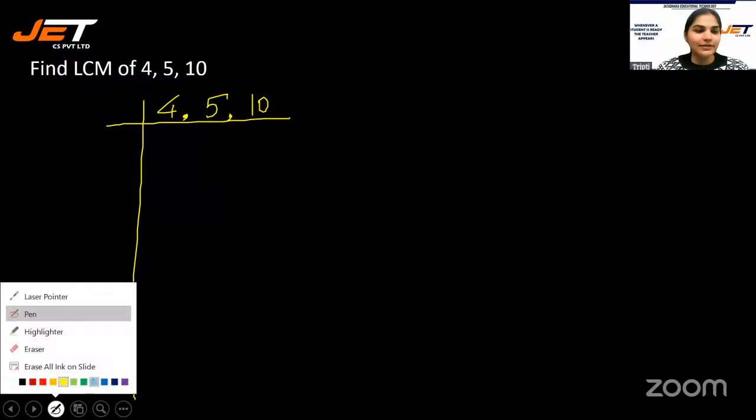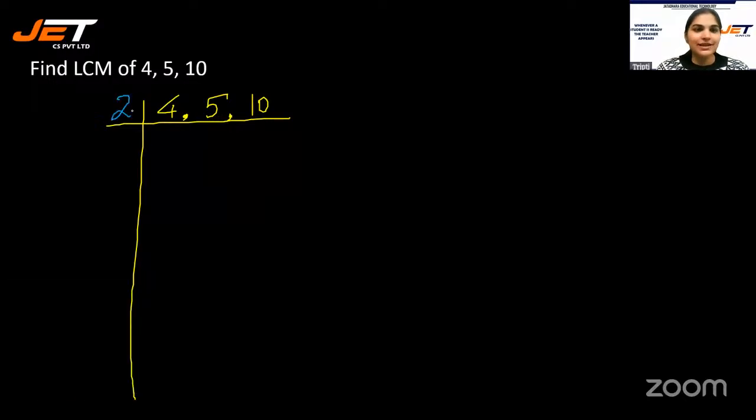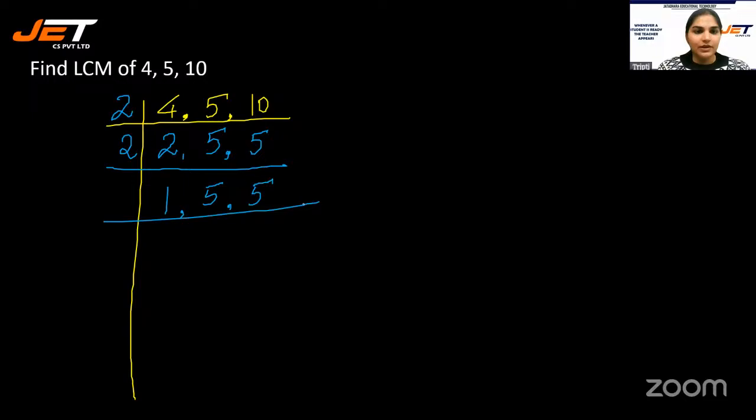Let's check whether it's right or not. So first I'll take 2. 2 times 2 is 4. 5 is not divisible by 2. 2 times 5 is 10. Again, I'll take 2 because I know 2 is divisible by 2. 5 is not, and 5 is not, so I will write the exact same number. Next, the next prime number that is divisible by 5 is 5 only.